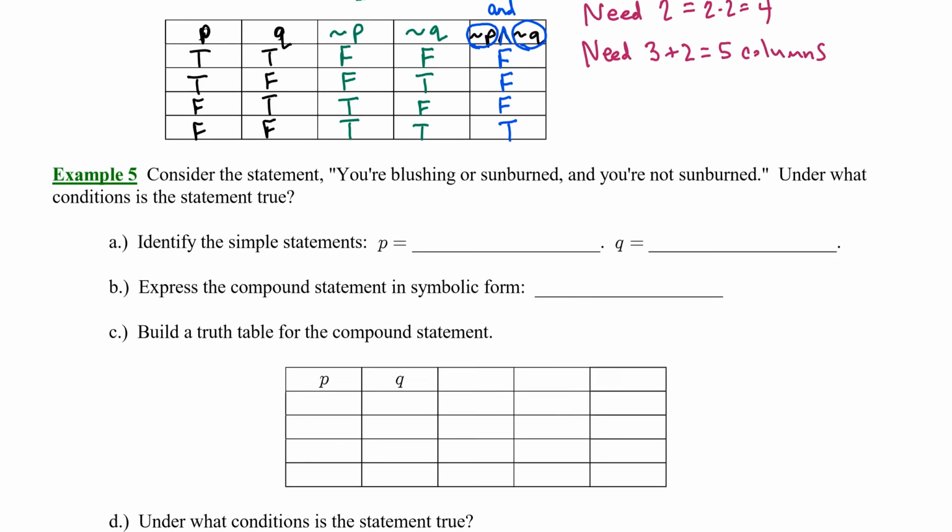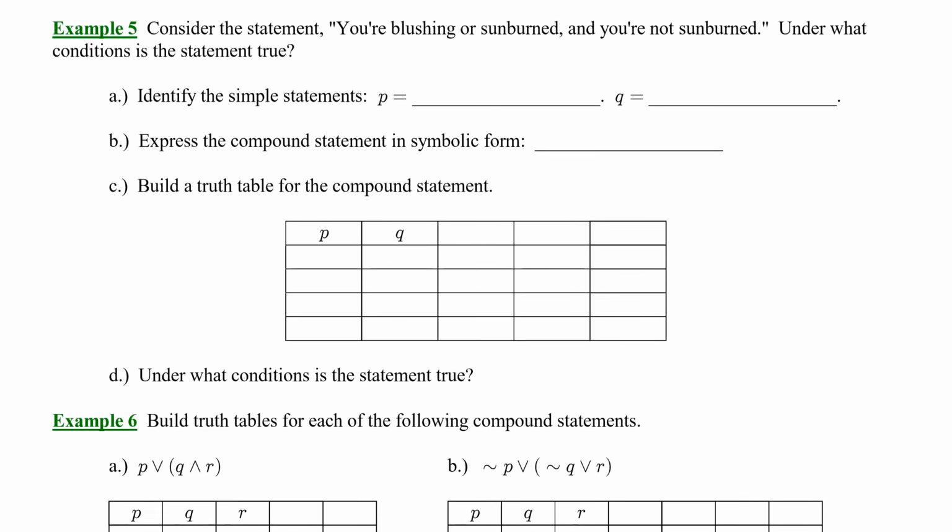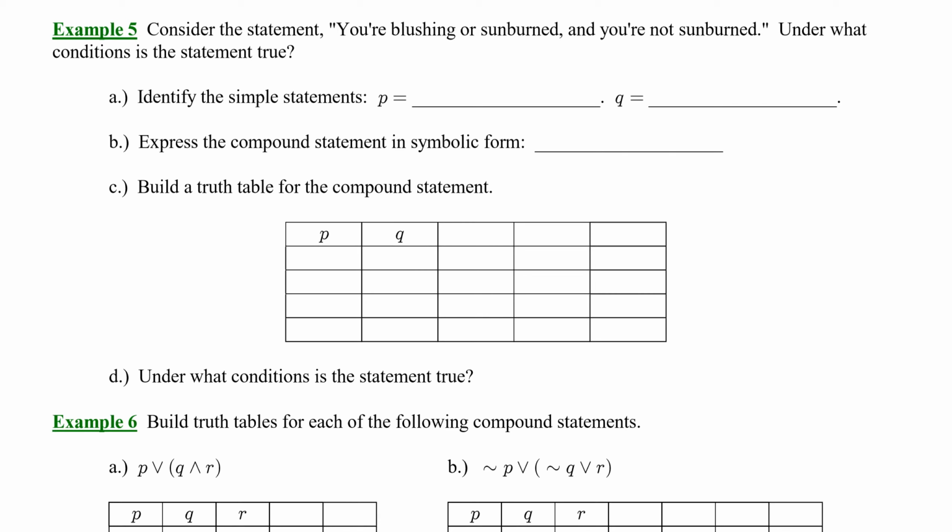Consider this statement. You're blushing or sunburned, and you're not sunburned. Under what conditions is the statement true? So we're looking at a compound statement. You're blushing or sunburned, and you are not sunburned. So I've got some simple statements connected with the words or, and, not. And we're trying to figure out under what conditions is that statement true. Well, we're going to break it down into its simple components.